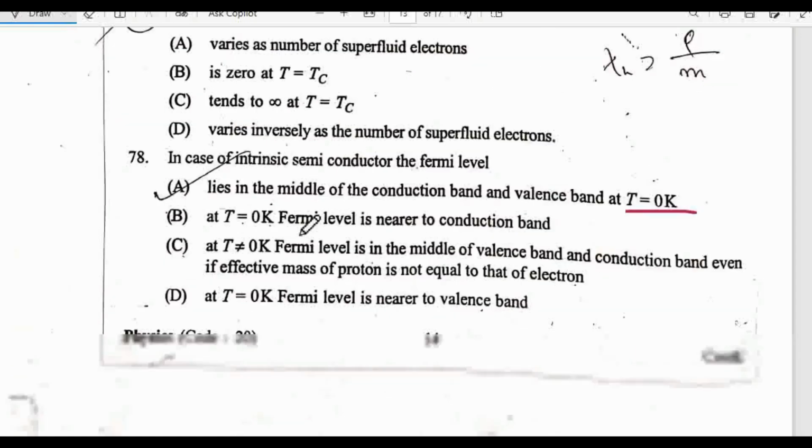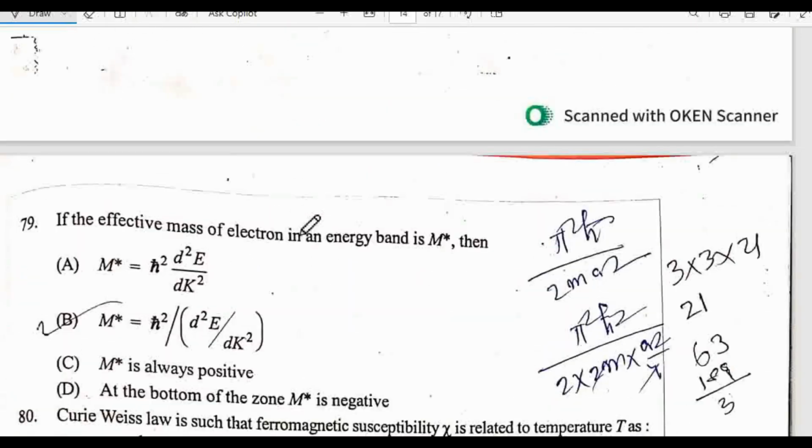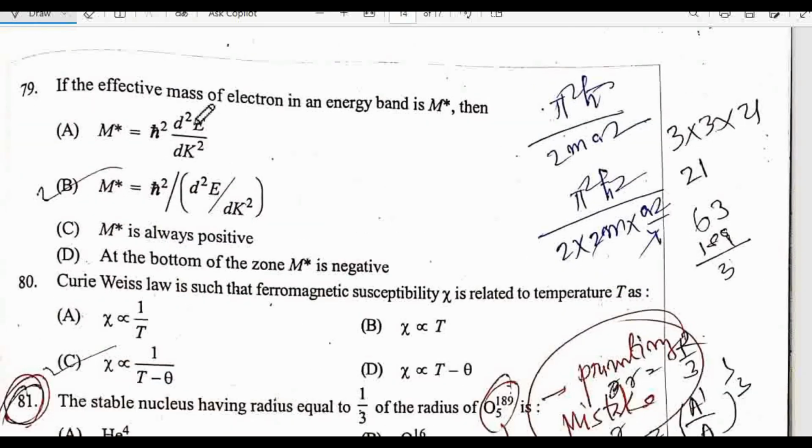So now coming to question number 79. It is given that if the effective mass of an electron in an energy band is m star, then what is the expression in terms of h cross and d square E by dk square? What is the relation?